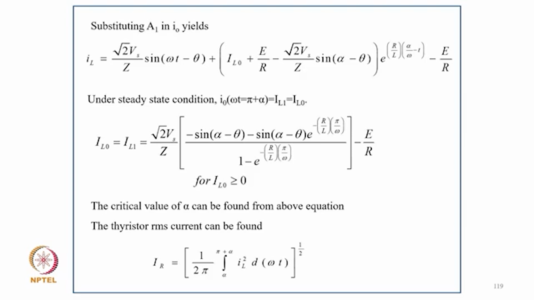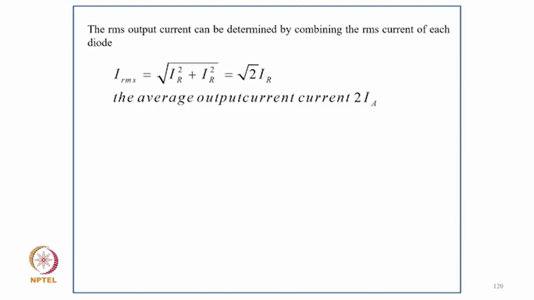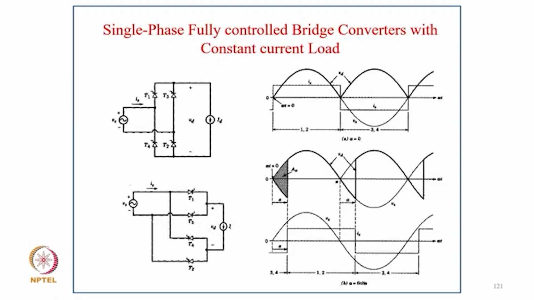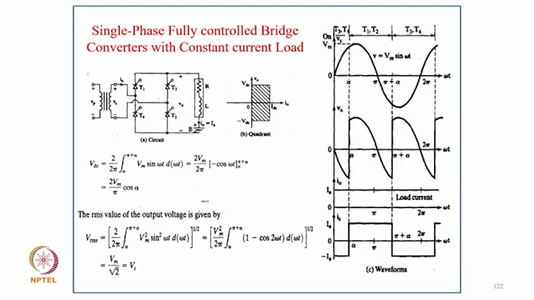So the thyristor RMS current can be found out, IR equal to (1/2π ∫ from α to 2π+α of IL² dωt)^(1/2), and the RMS current can be determined by combining, IRMS equal to √(I² + IR²), that is √2 IR, and the average output current is 2 IA. And this is the single phase voltage controlled bridge converter with constant load current. I mean, if you have a constant load current, it is a square wave, and with the alpha angle it goes delayed with the phi angle, and that is equivalent.